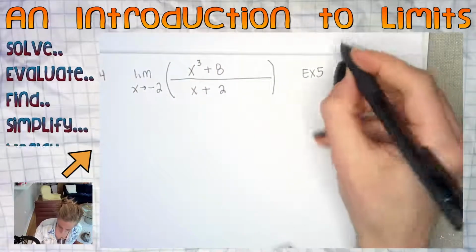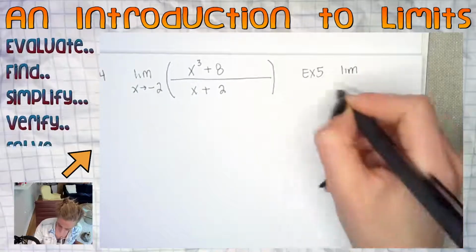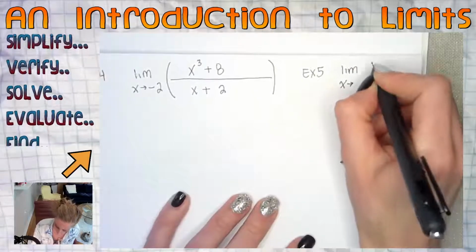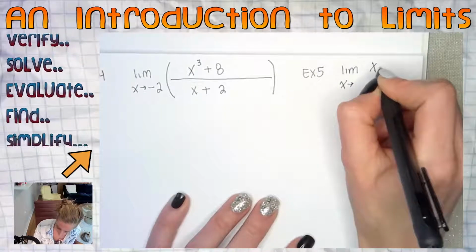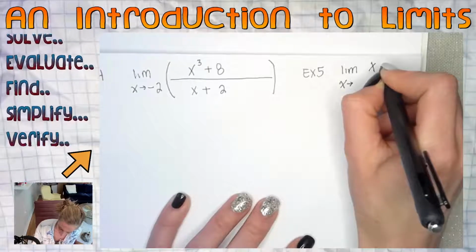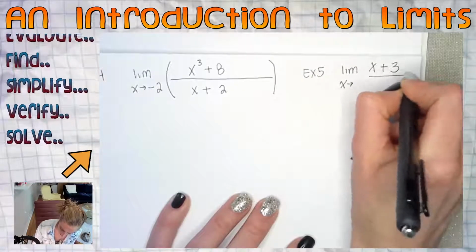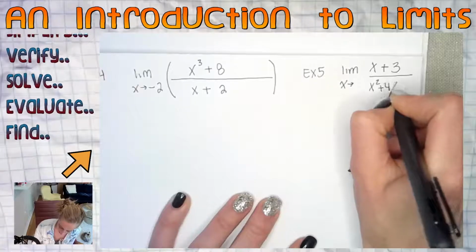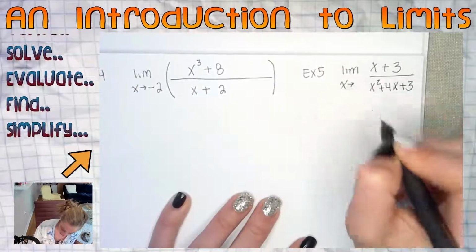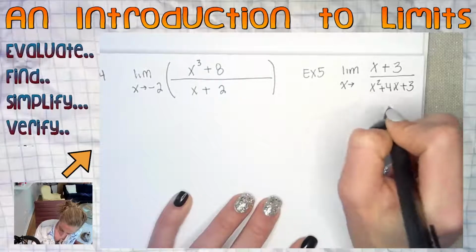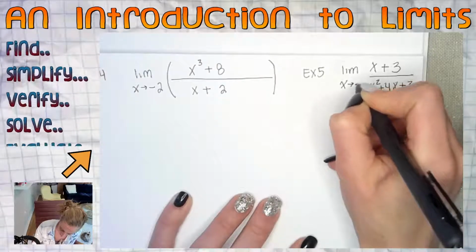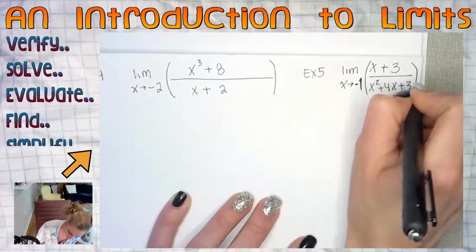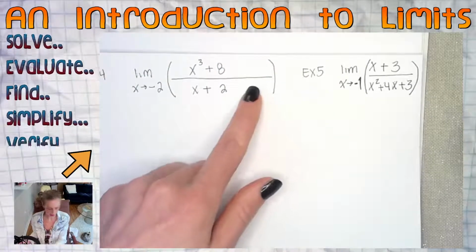And the last one I'm going to throw over here. Let's do the limit as x approaches, I'm going to try to keep these sort of similar, x plus 3 over x squared plus 4x plus 3, and let's approach -1. So there we go. Those are the next two examples. They'll be in the next video. That was not necessary, that long fraction bar.